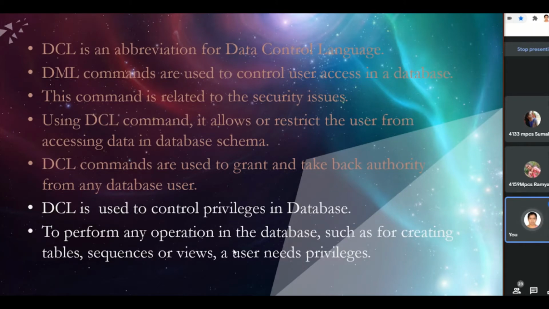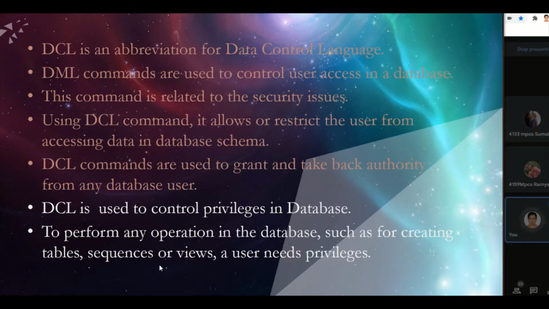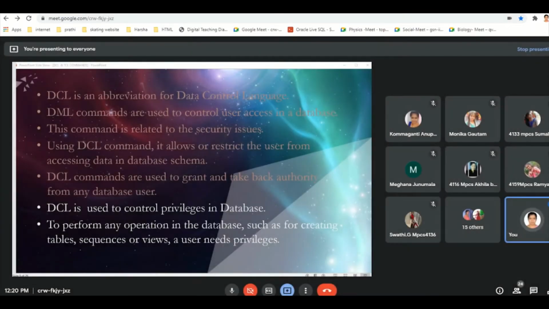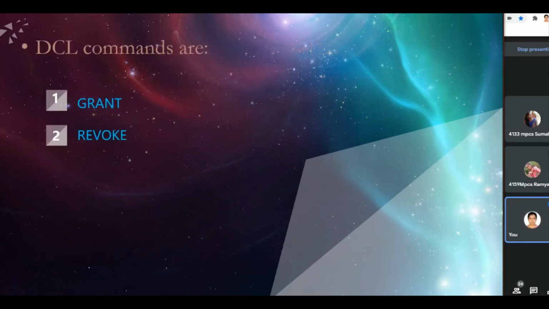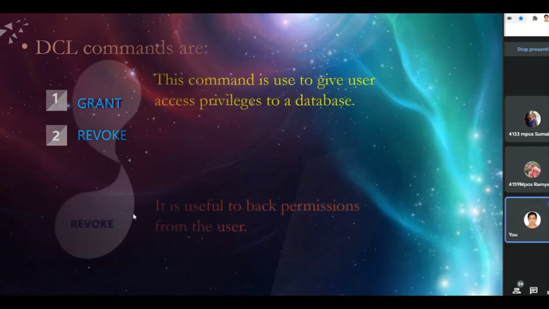To perform any operation in the database, for creating the tables, sequences, creating the views, every user needs these privileges. Okay, these privileges can be assigned to the user by the DCL commands. Okay, we have the two DCL commands. One is grant and another is revoke.